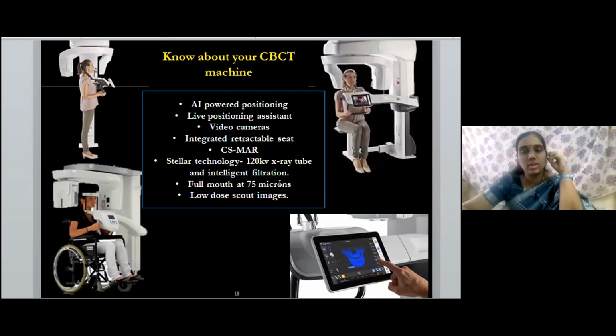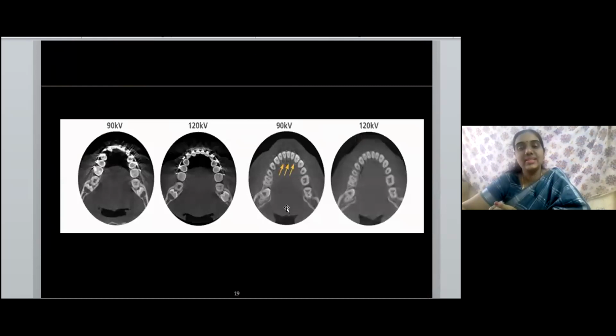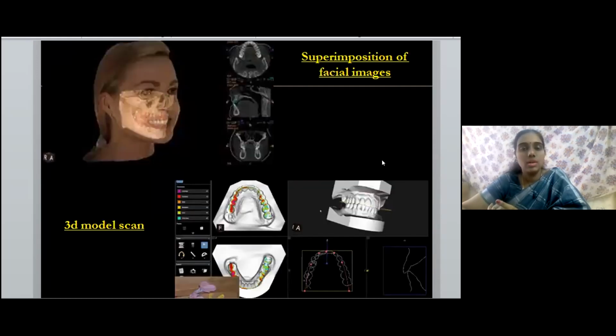So these are some of the technological advancements present in the later CBCT machines, almost all machines. So what is that increase in kVp I was mentioning about? If there is an increase in kV, that is kilovoltage, there is a reduction in artifact. Of course, the patient exposure is also a little higher, but still the artifact reduction is much higher when there is an increase in kVp.